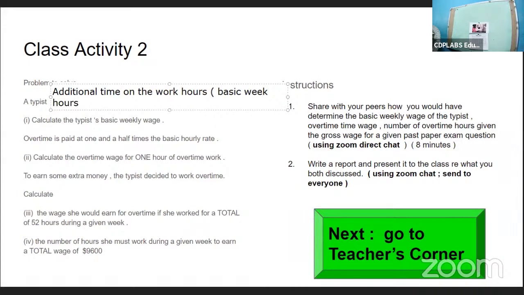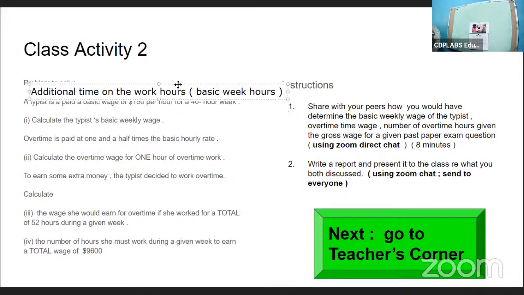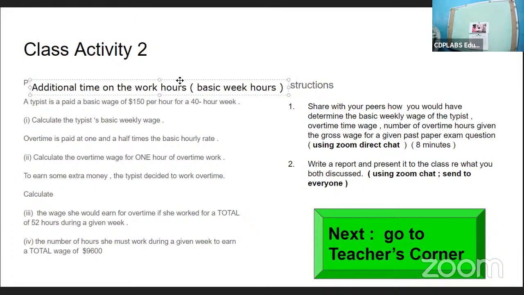That's really what it is. Additional time on basic week hours, or the hours you work for the week, which is your regular time. Good. So that's what we mean by the basic week hours. Additional time on the work hours, which is the basic week hours. So very good. All right.